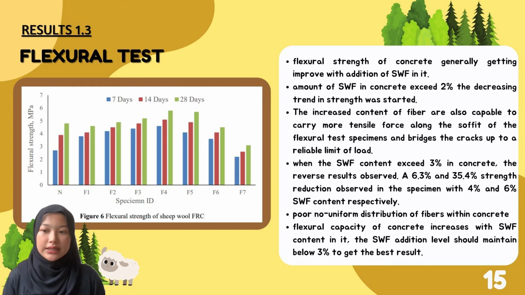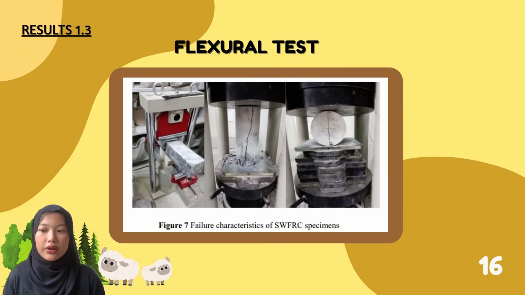As observed in the flexural test, the crack bridging capacity of fibers is very helpful to enhance the deflection capacity without fracture, which means the improvement in ductility occurs with the addition of fiber. The increased content of fiber is also capable of carrying more tensile force along the soffit of the flexural test specimen and bringing the cracks up to a reliable limit of load. This enhances the flexural strength with increasing content of sheet wool fiber in concrete.